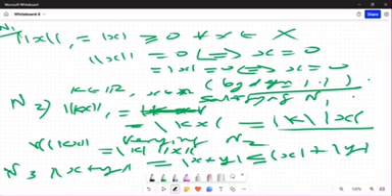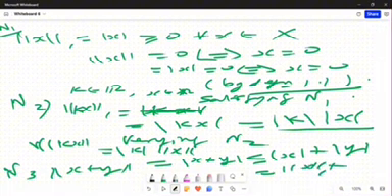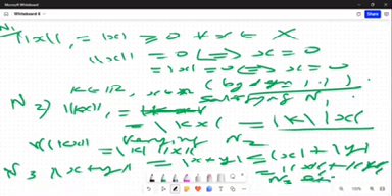What is this? This one is simply norm of x plus norm of y, is it not? So now you see that N3 is also satisfied. So you have simply shown that N1 is satisfied, N2 is satisfied, N3 is also satisfied.